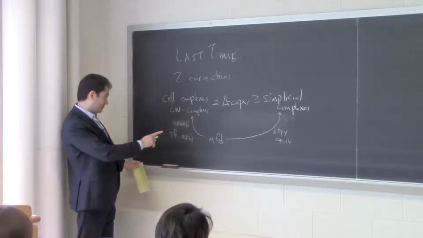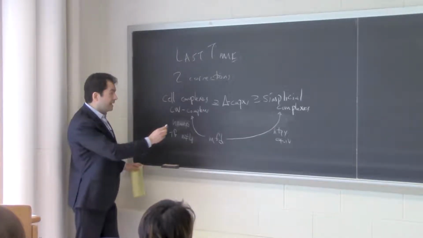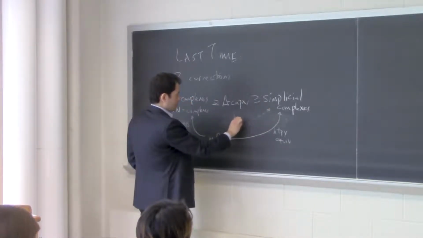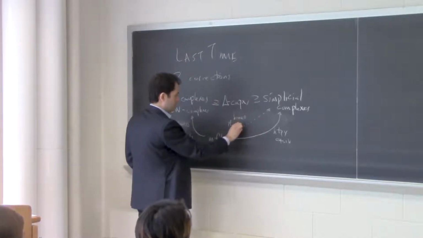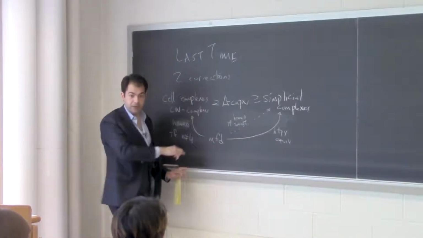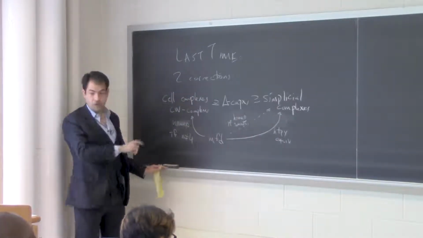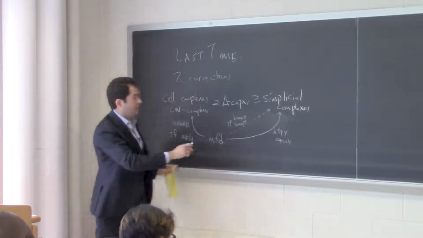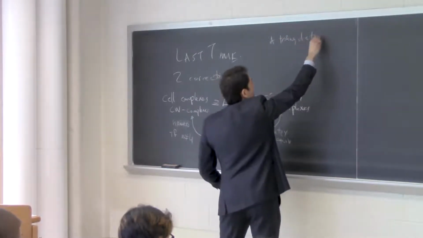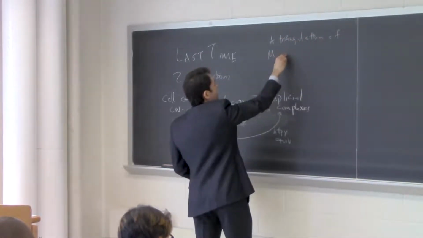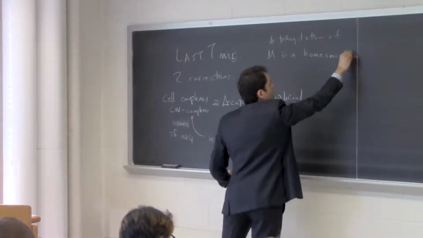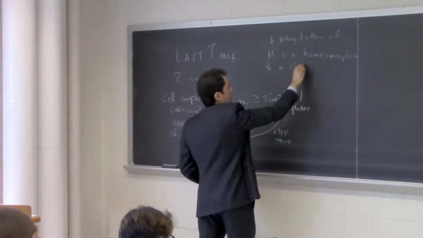Okay, so if the manifold is smooth, then not only is it homotopy equivalent, but it's actually homeomorphic to a simplicial complex. And that's what's known as a triangulation. So a triangulation of M is a homeomorphism to a simplicial complex.